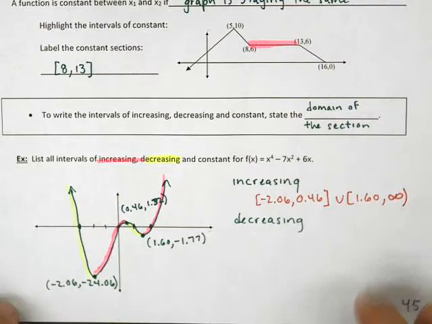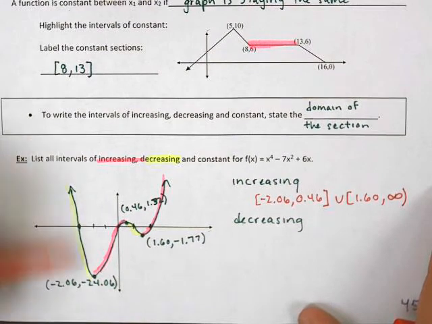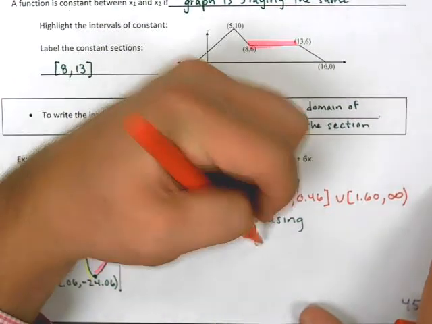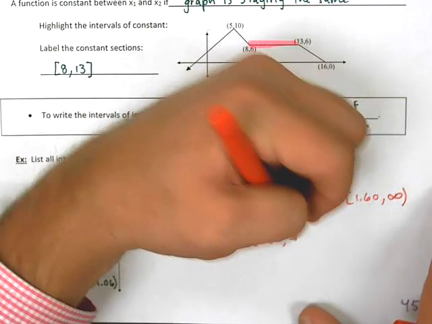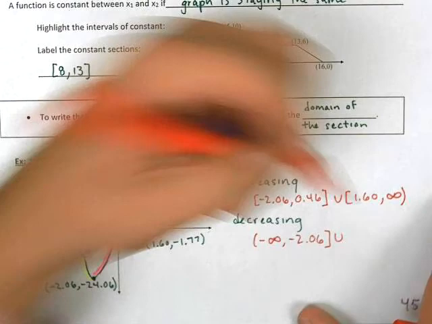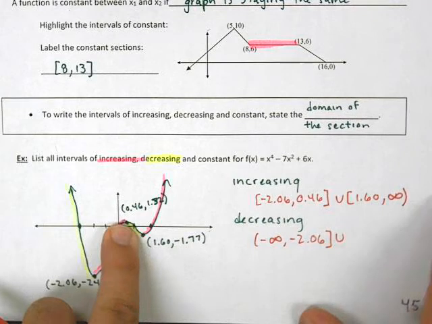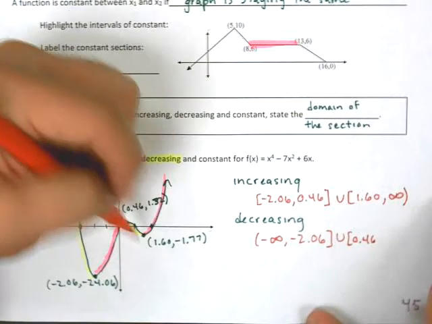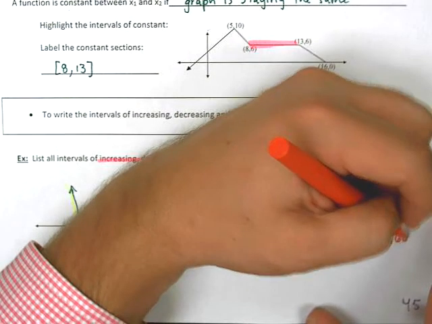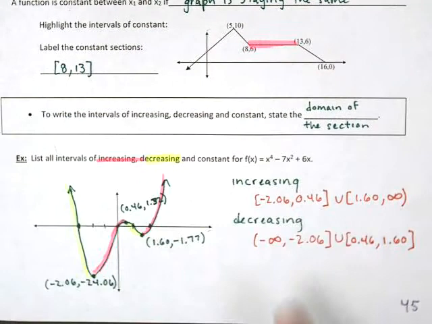Decreasing, same idea, different sections. Here I know that I'm starting at negative infinity, right? This goes on forever. So I'm going to start at negative infinity, and I'm going to go all the way to negative 2.06. And then what happens? I stop at negative 2.06. I jump to my next section, my next yellow section. So 0.46, comma 1.60. All right? And we had 4 sections. We have 4 sections being described, which is a good thing to check.